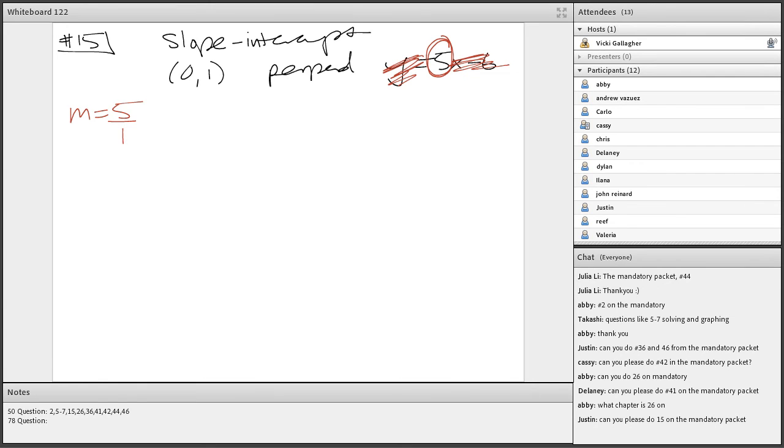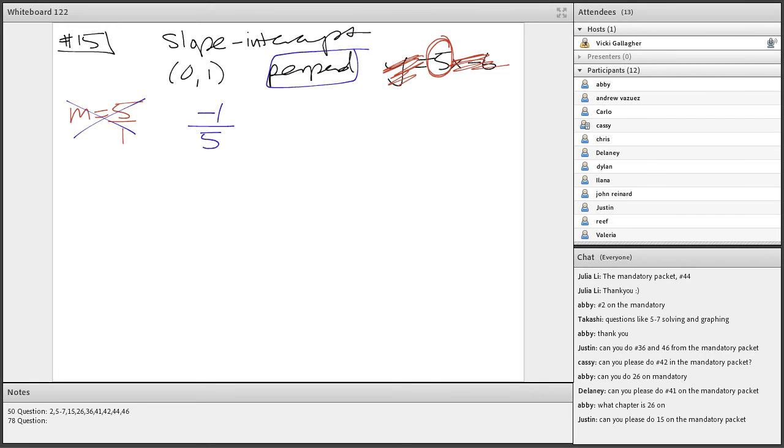Next, we're going to take a look at what type of problem we're doing. And in this scenario, we're doing perpendicular. So I actually don't like the 5 over 1. When it's perpendicular, you need the opposite and reciprocal slope. Opposite means change the sign. It's currently positive, so I'm going to make it negative. And then reciprocal means flip it upside down. So negative 1 over 5 is the actual slope I'm going to be using.